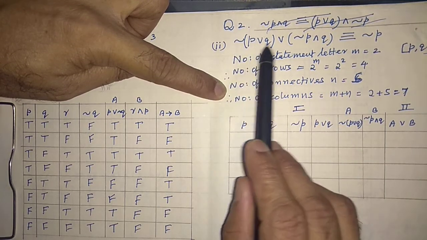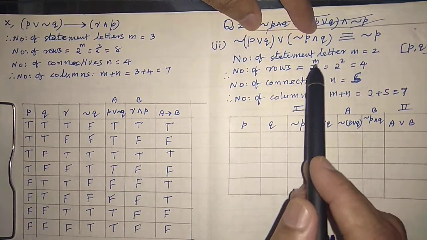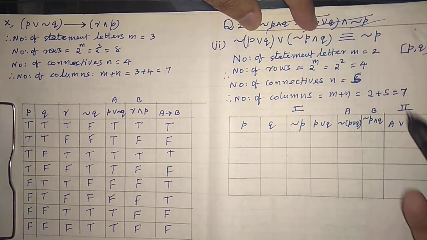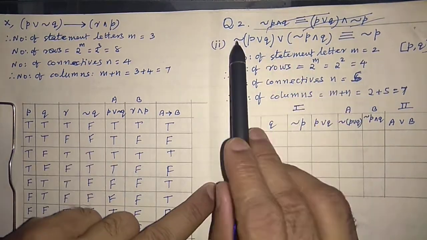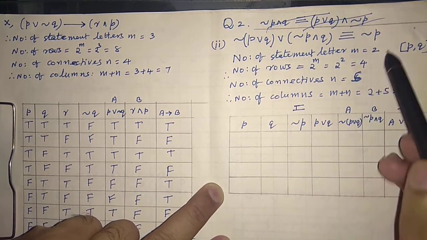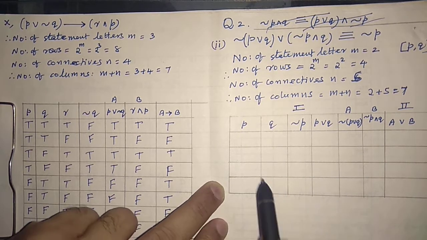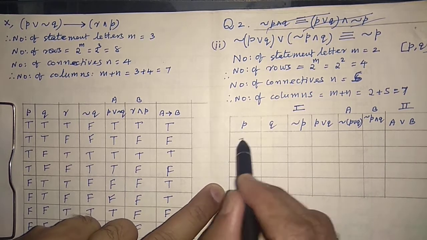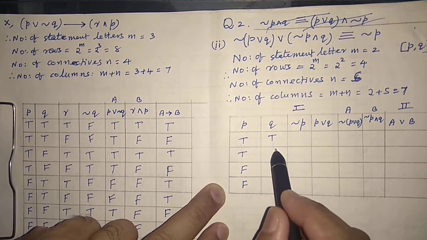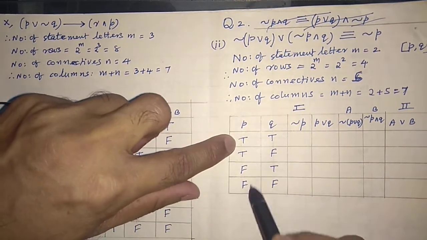So 1, 2, 3, 4, 5. This is actually one problem. This is another one, negation P, but it's already here, so that separate column is not coming. So here 1, 2, 3, 4, 5 connectives. Number of columns, we can take 7. Here 4 rows, so here P is T, T, F, F. Q is alternate T, F. Negation P, its opposite.